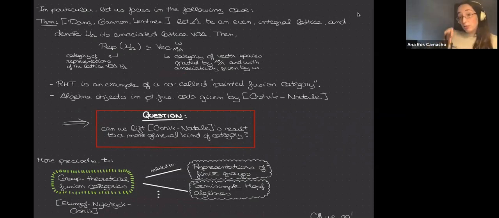And algebra objects in these pointed fusion categories were classified by a theorem given by Ostrik and Natale, back in 2003 and 2017, respectively. So our question here was the following: can we lift this theorem, which classifies objects in this particular case of categories, to a more general kind of category? In particular, we had one in mind, which is group theoretical fusion categories. They were defined by Etingof, Nikshych, and Ostrik a while ago.